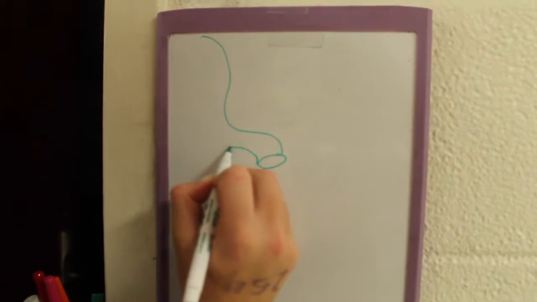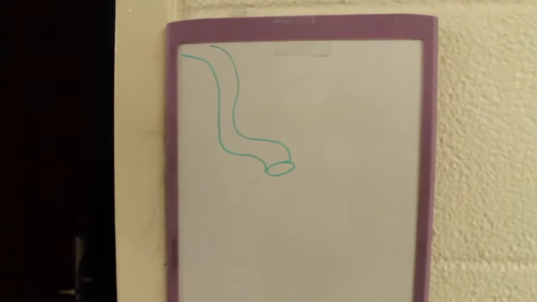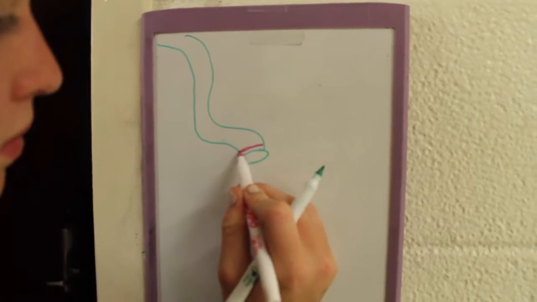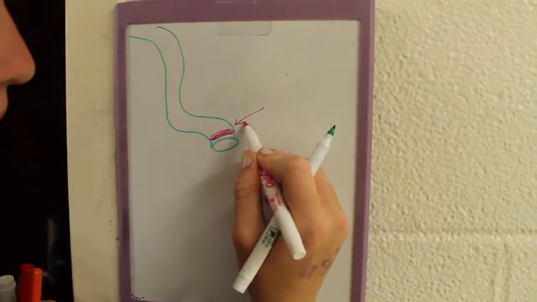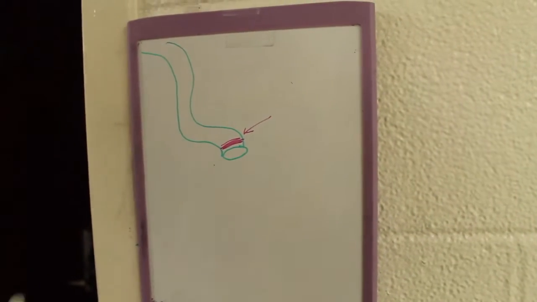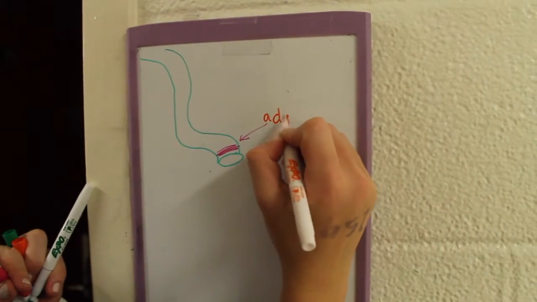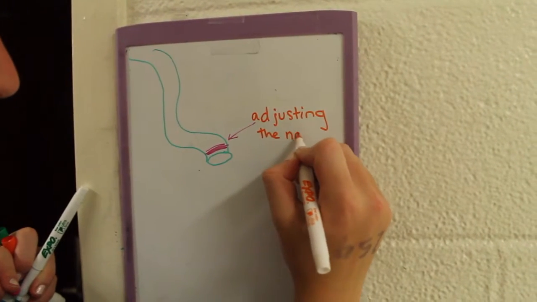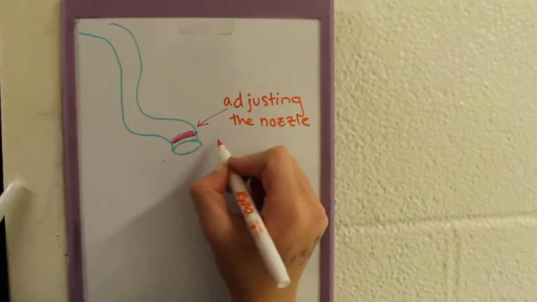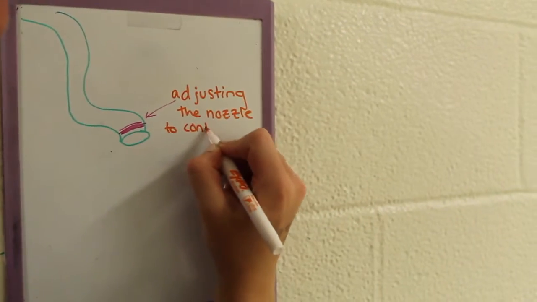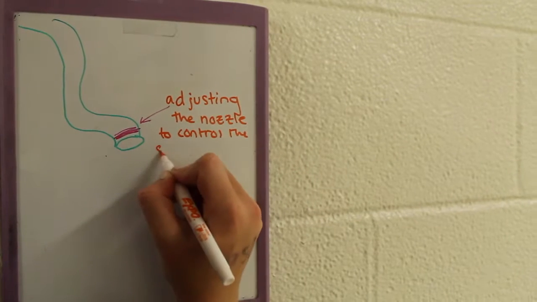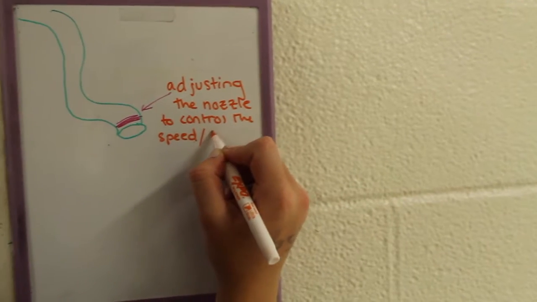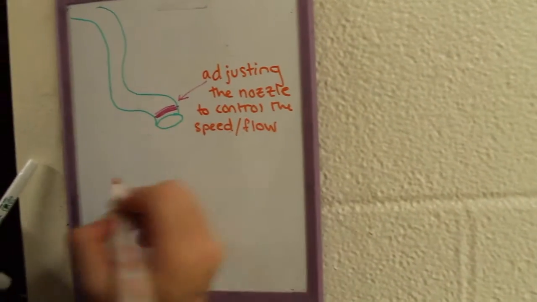So a real-life application of this is a garden hose. A garden hose has a small nozzle on it, which you can use to adjust the flow of the water coming through the nozzle. So when you're watering your plants, you want to be able to adjust the nozzle to make sure that you're not overwatering your plants.